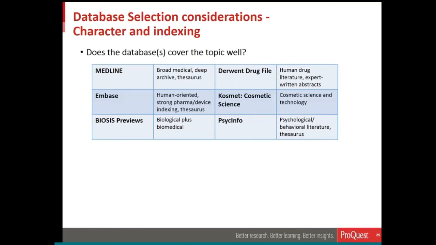Additionally, you've got access to Derwent Drug File. That covers the human drug literature, and one of the nice things about that particular database is that every record in that database will carry an abstract, one that is not the author abstract, but was rewritten by an expert in the field that the literature is reporting on, so that you understand even more about what is contained in the full text of that document.